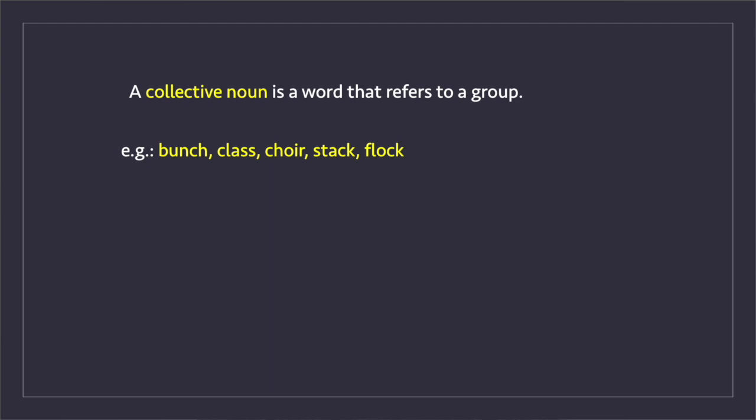We have some more examples coming up. The team of players has arrived at the stadium. Look at that. I said the team of players has arrived. So I'm talking about players, but they belong to one team. Because team is singular, it is to be used with has, not have. So the team of players has arrived at the stadium.